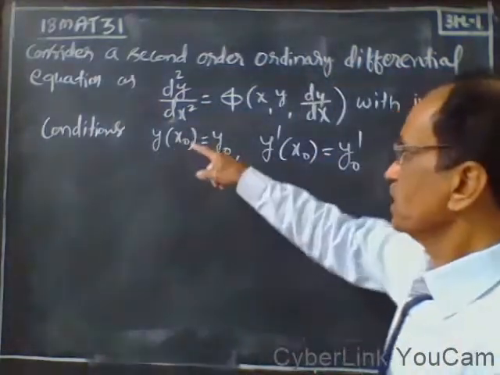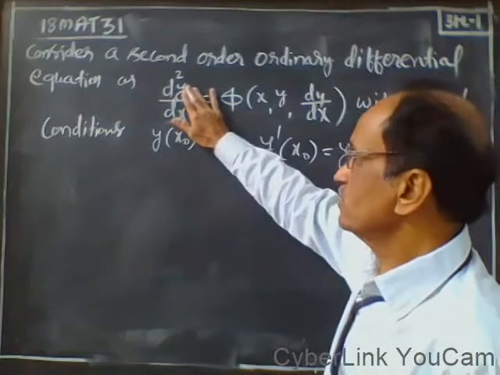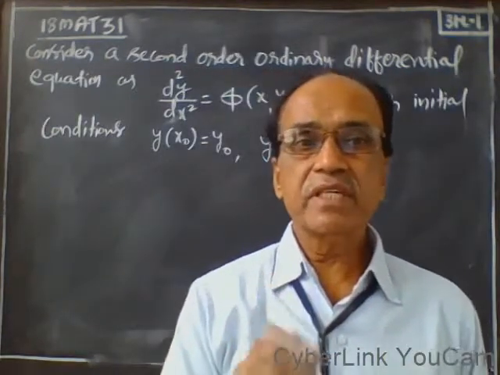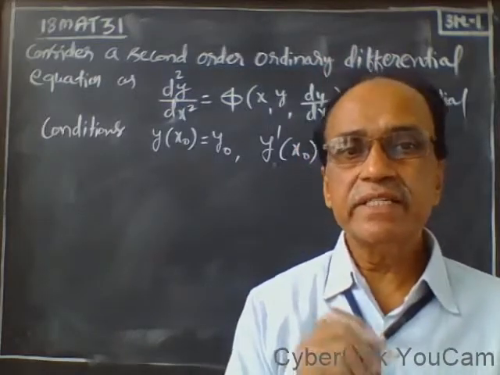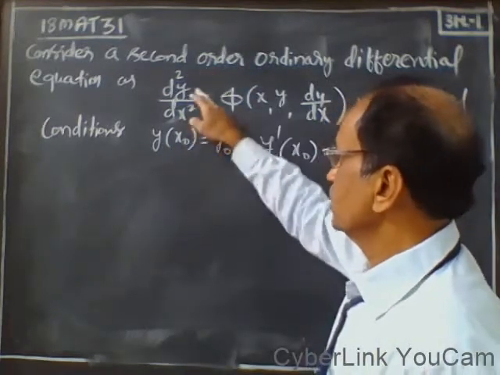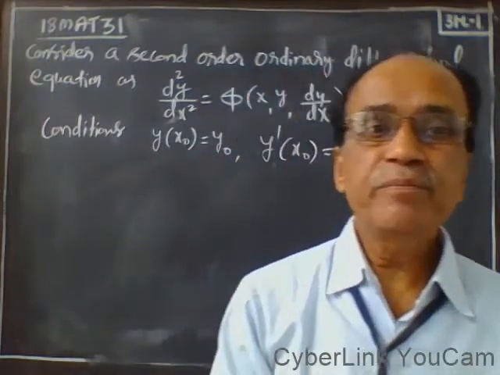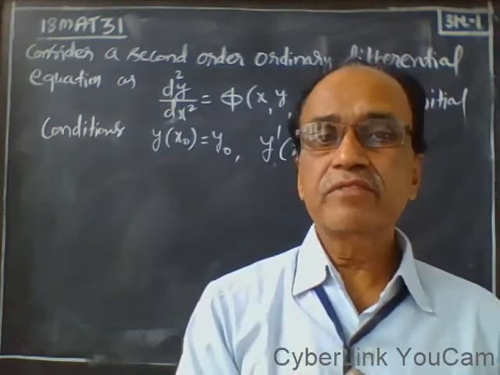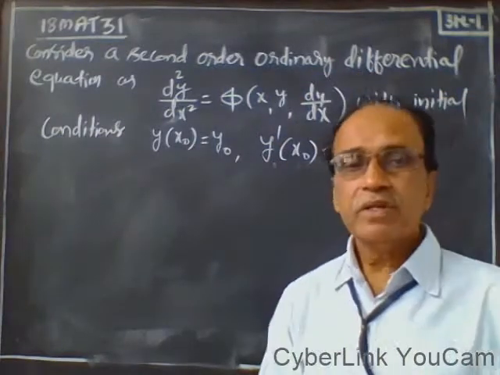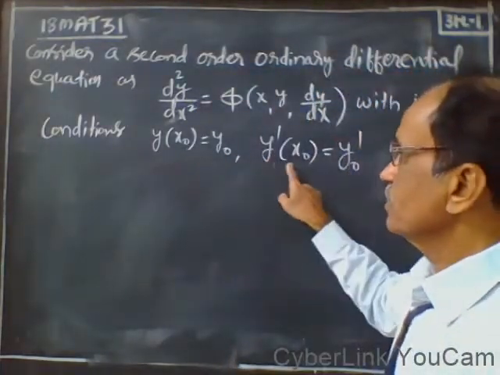We have two initial conditions here. If it is a first order differential equation, only one condition is sufficient, because a first order differential equation will have one arbitrary constant. So that arbitrary constant can be calculated as a particular value by using this one initial condition. But here it is a second order differential equation, so we must have two initial conditions. After getting the solution in the explicit form, we will get two arbitrary constants. Those two arbitrary constants are to be calculated by using these given two initial conditions.